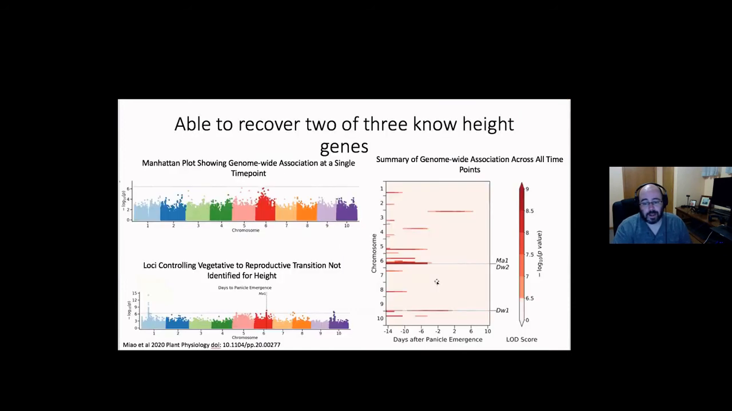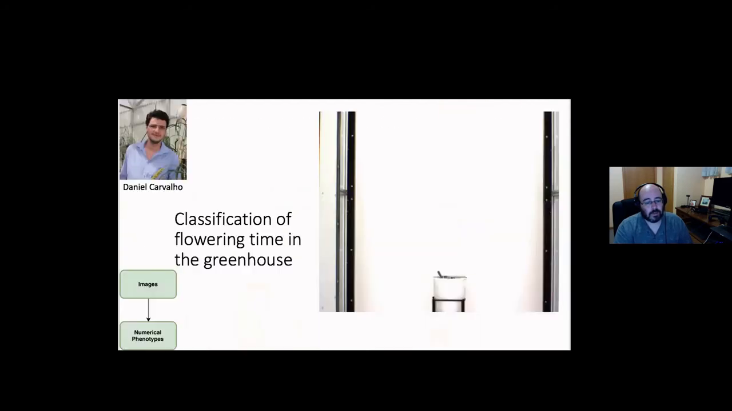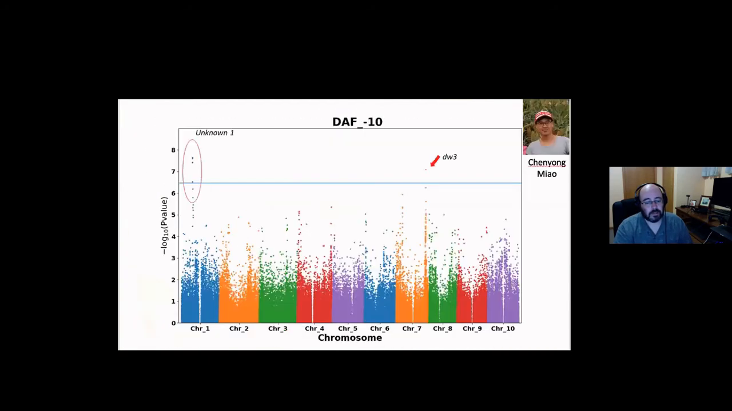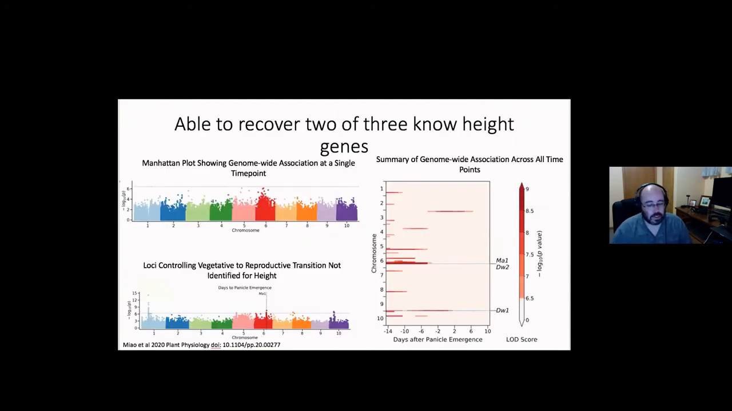That's not going to play either. So simply by measuring all of the time points, instead of identifying 0 of the 3 genes, we're now able to identify 2 of the 3 genes.